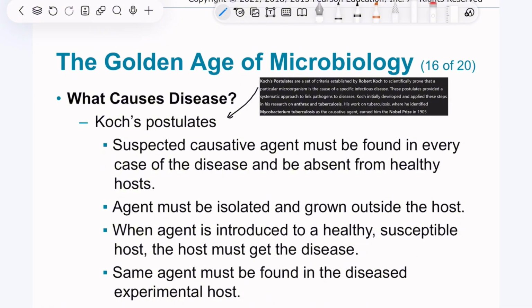in disease causation. And 4, the same agent must be found in the diseased experimental host. So after the disease develops in the new host, the same microorganism should be isolated again, proving that it is indeed the cause of the disease.